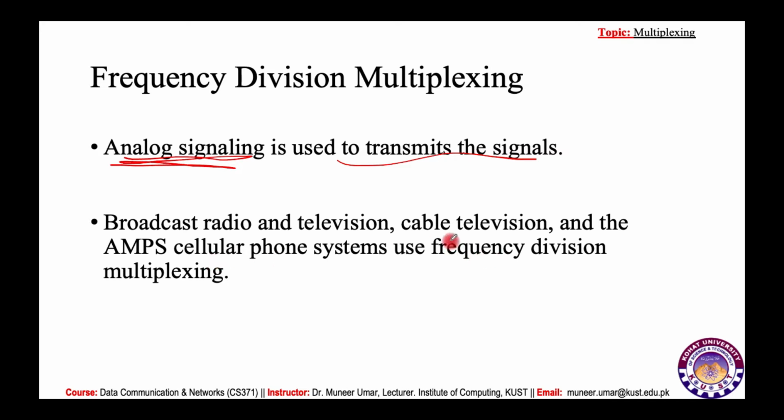Now, if you look into the cable TV, when we tune the channels, we find different ranges for different TV channels. So all these channels are transmitted on a single coaxial cable, and here we tune their frequencies and get these different channels on our TV.